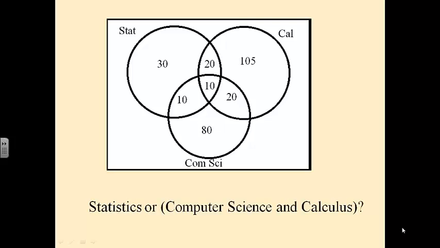Statistics or computer science and calculus. Right, so it's either statistics, so all the people in the statistics group, or the people who are taking computer science and calculus. That's going to be the 30, the 20, the 10, the 10, and the other 20.